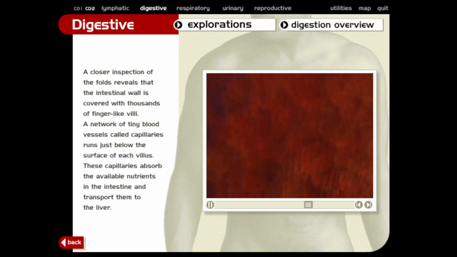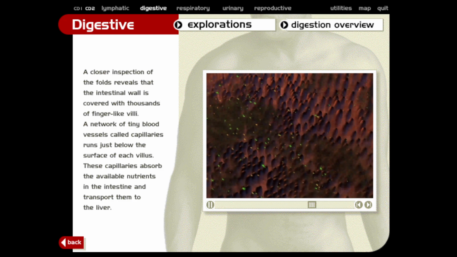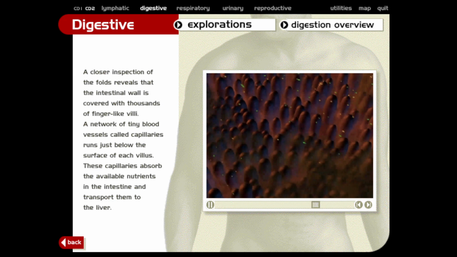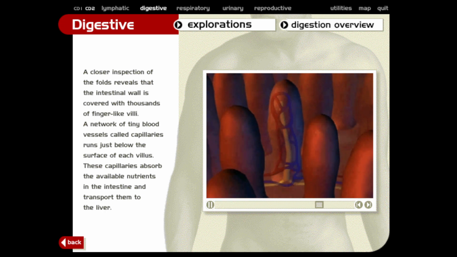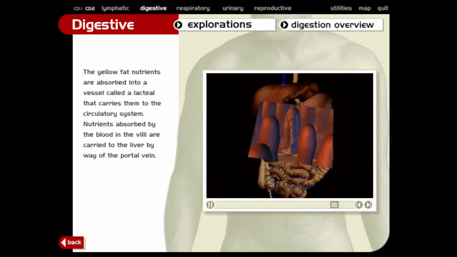A closer inspection of the folds reveals that the intestinal wall is covered with thousands of finger-like villi. A network of tiny blood vessels called capillaries runs just below the surface of each villus. These capillaries absorb the available nutrients in the intestine and transport them to the liver. The yellow fat nutrients are absorbed into a vessel called a lacteal that carries them to the circulatory system. Nutrients absorbed by the blood in the villi are carried to the liver by way of the portal vein.